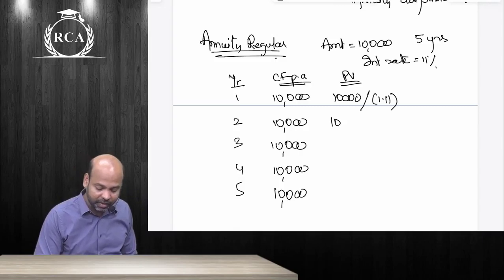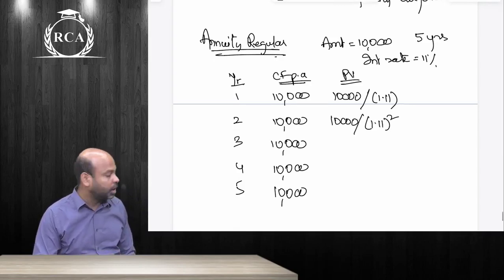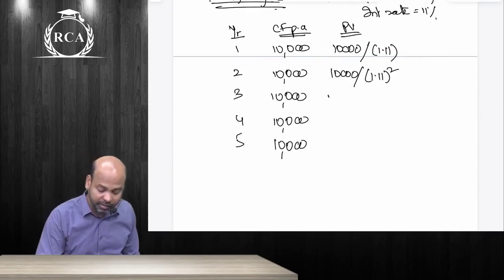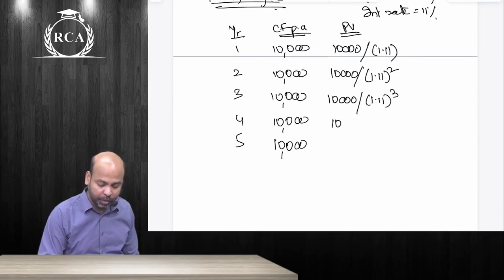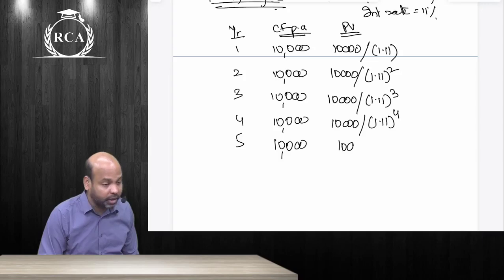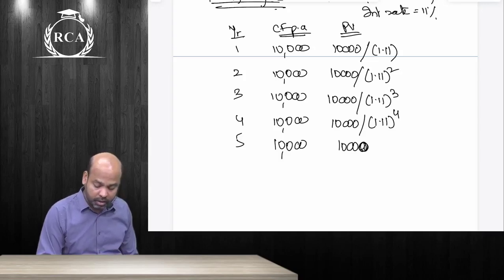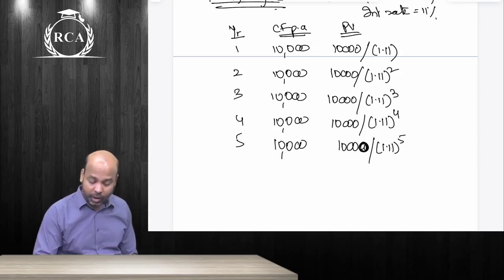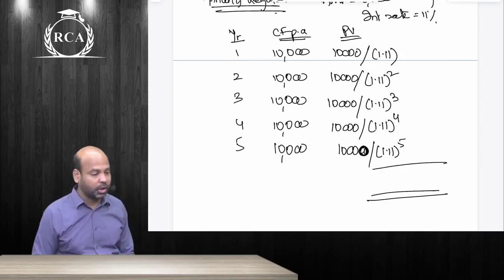10,000 divided by 1.11 because the cash flow is arising after 1 year. How do I write the present value of the second one? 10,000 divided by 1.11 whole square. The third will become 10,000 divided by 1.11 whole cube. Next is 10,000 divided by 1.11 whole power 4, and 10,000 divided by 1.11 whole power 5. You add all of them, and that will become the total present value.